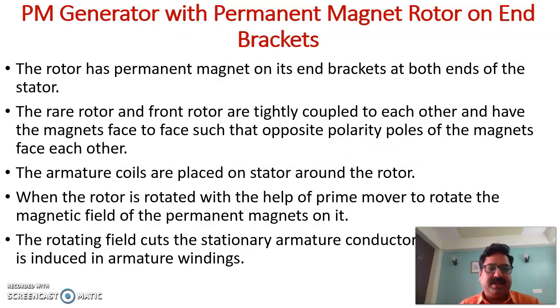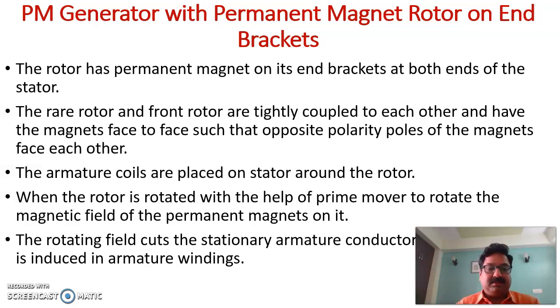Like earlier, they have permanent magnets on the end brackets, which we have shown you in the previous slide, and the rotor has two parts, a rear rotor and a front rotor. They are tightly coupled to each other, and the magnets are placed face to face in such a way that opposite polarity poles of the magnets face each other. This is the required arrangement.